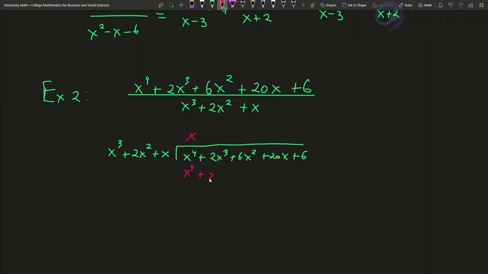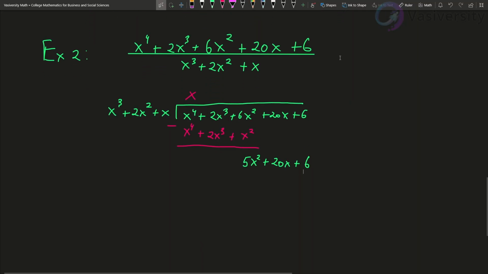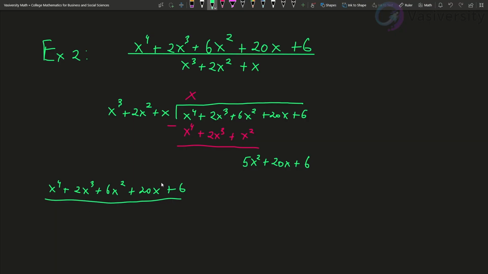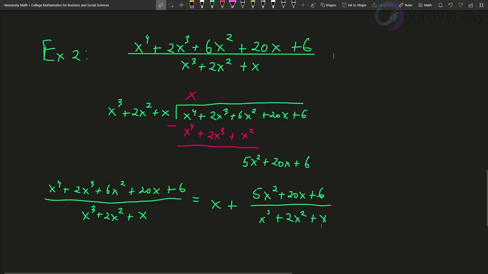X times 2x squared, that's going to be plus 2x cubed plus x squared. Okay, we're going to be subtracting it. So we're going to end up with 0, 0, 5x squared plus x plus 6. Okay, and we're going to keep it as our remainder, right? And why? Well, because we can rewrite our fraction as follows. So now it became x plus 5x squared plus 5x plus 6 divided by x cubed plus 2x squared plus x. Okay, now we have a proper fraction here.